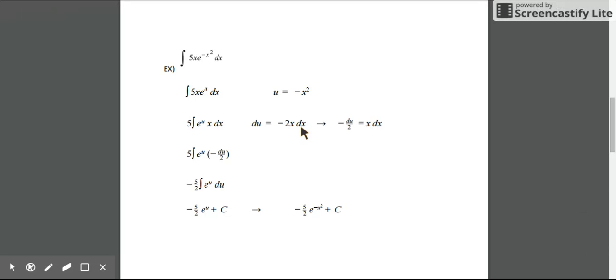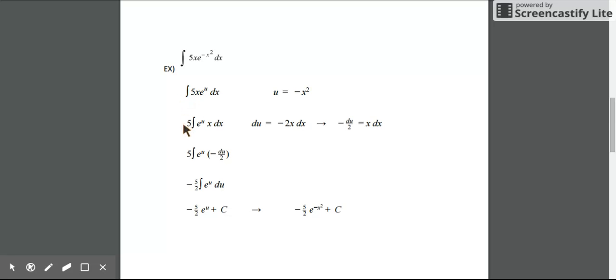We're going to divide by negative 2 and not just negative 2x, because as we can see here, if I shift some stuff around and move the order of our multiplication, I'm going to put that x after e to the u. I'm going to take my constant 5 out to the front.